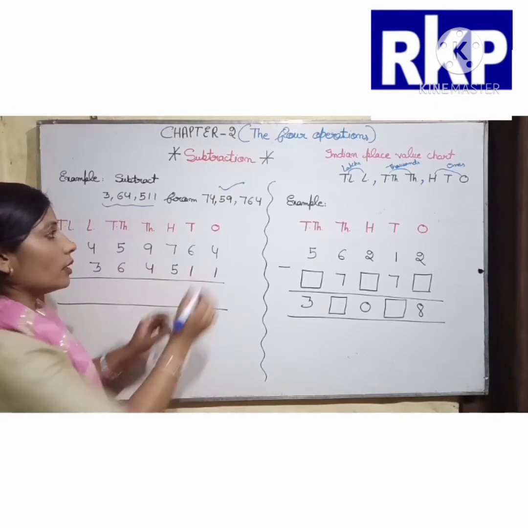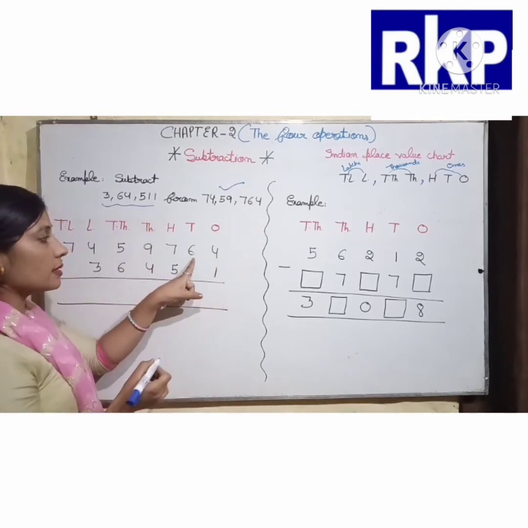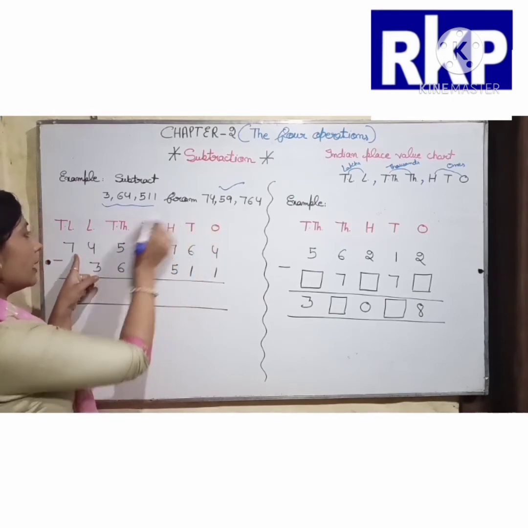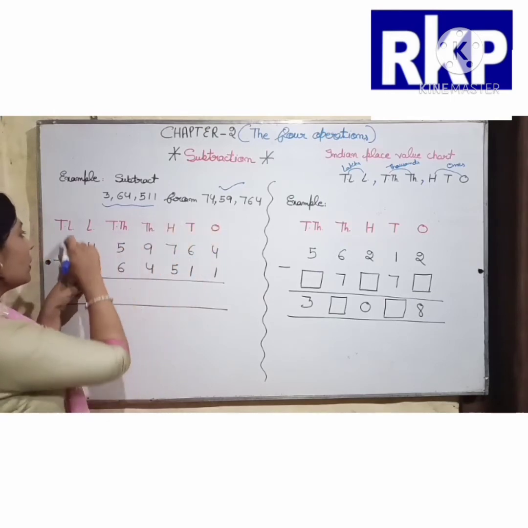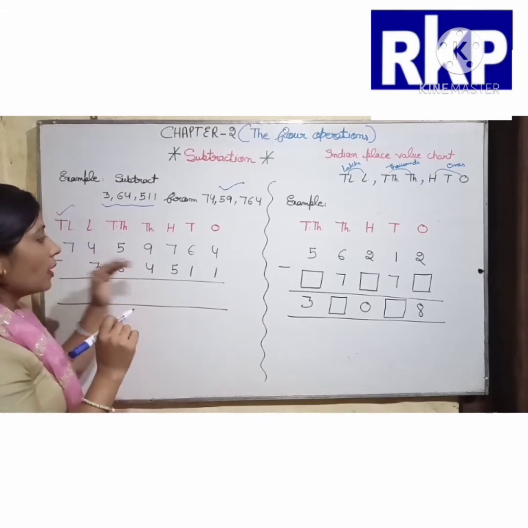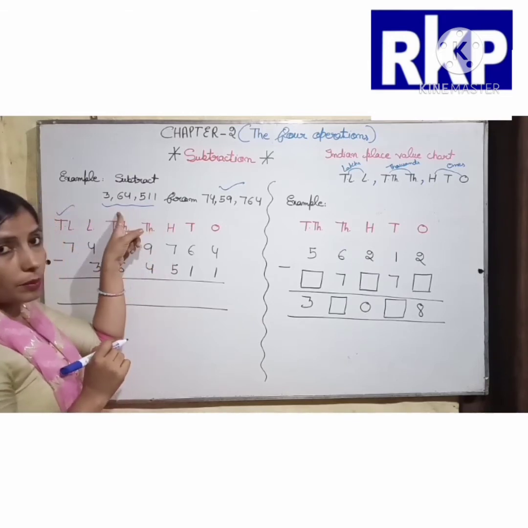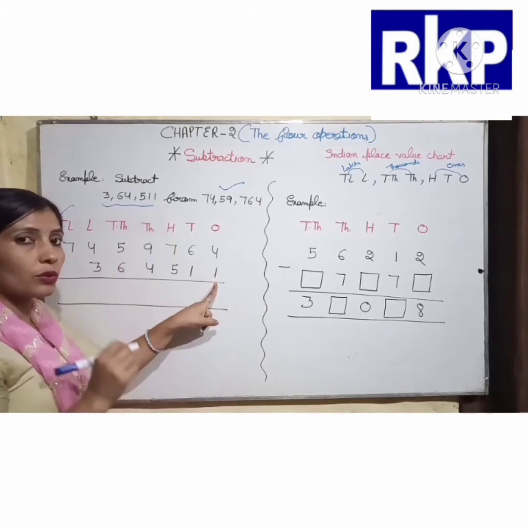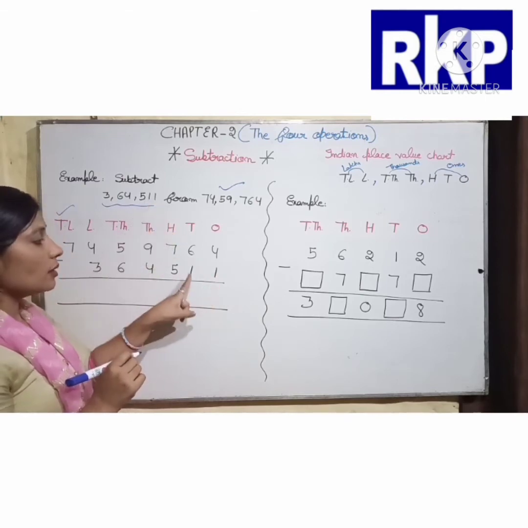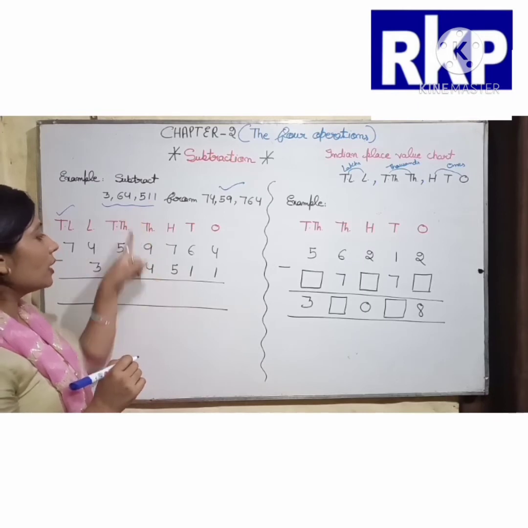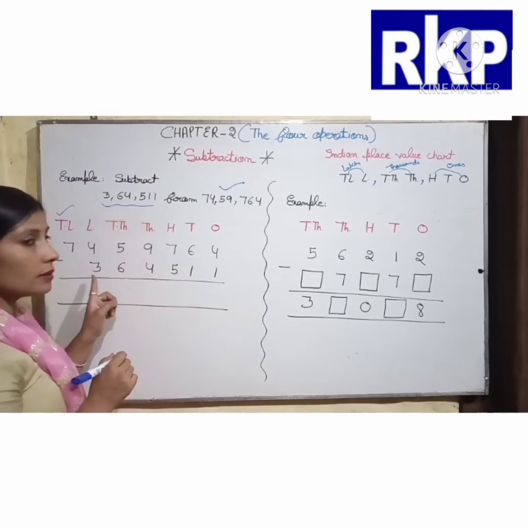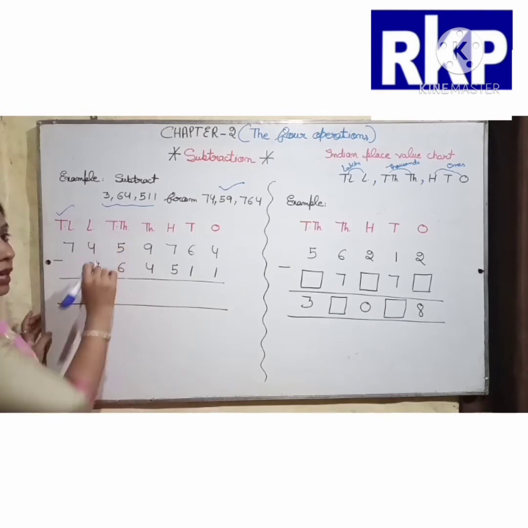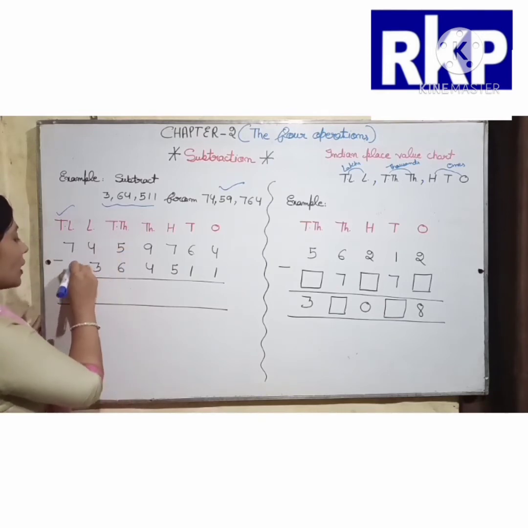Okay, now here we have to write 4, then 6, 7, 9, 5, 4 and then 7 will come in 10 lakhs place. After that we have to arrange this number. Here in ones place we have 1, so here we have to write 1. Next is 1, here 1, then 5, then 4, then 6 and then 3. And here you can see in 10 lakhs place, here we don't have any digit, so here you can write 0.